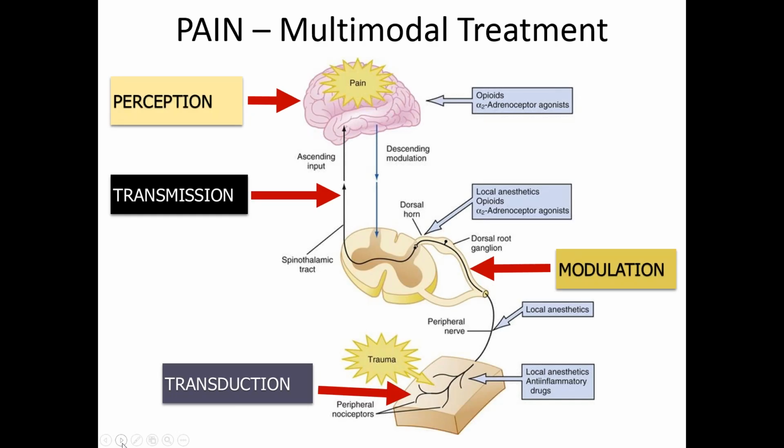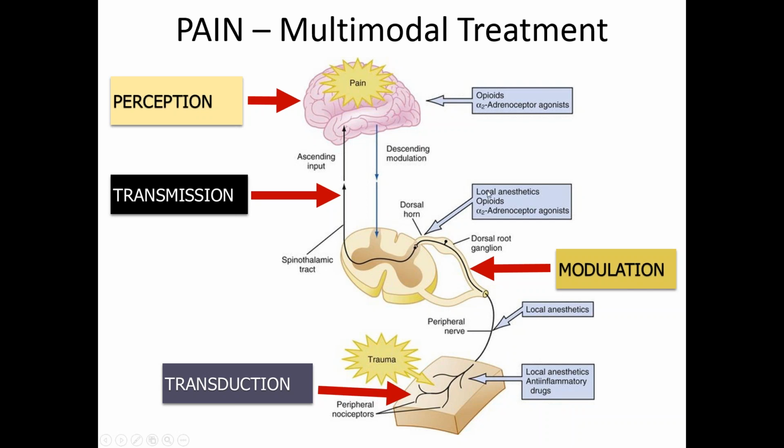It's true. So when we talk about pain, we talk about multimodal treatment. If you look down here, this is the initial trauma, so transduction, where peripheral nociceptors get that signal, and this is where our local anesthetics work. Anti-inflammatory drugs also work there. Local anesthetics work on these peripheral nerves, and then we have modulation at the spinal cord level.